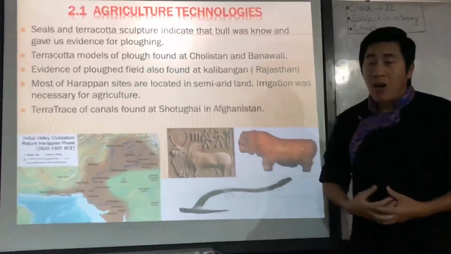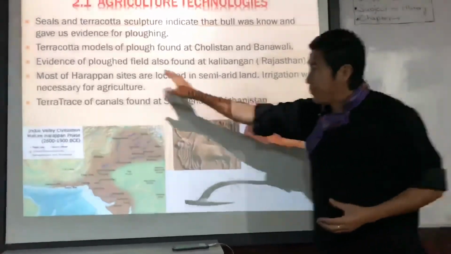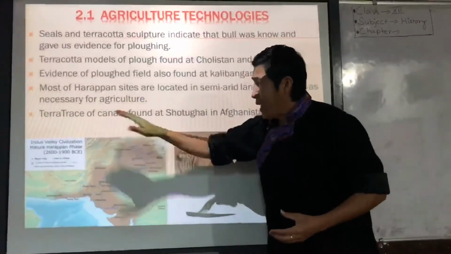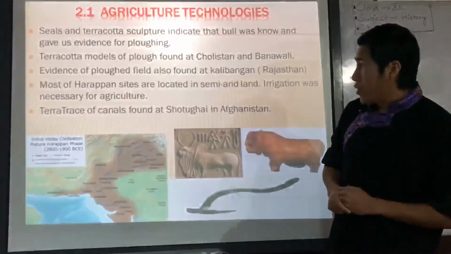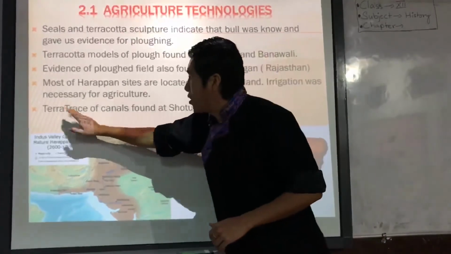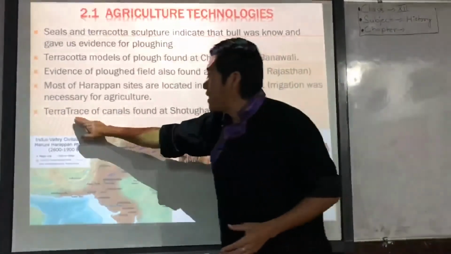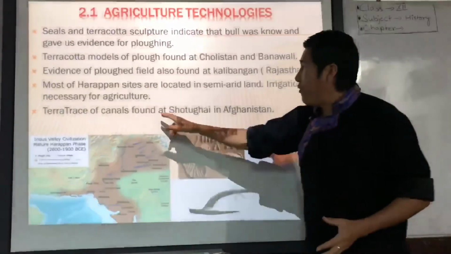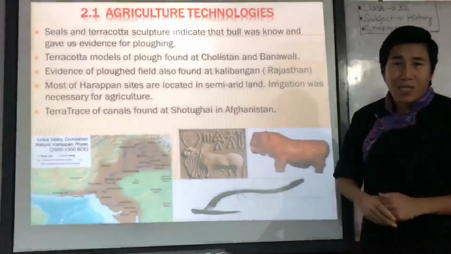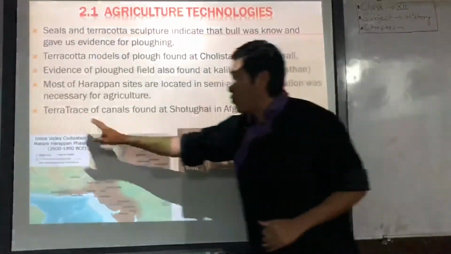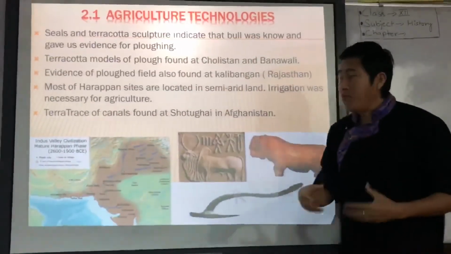From there, we found a trace of a canal. Sorry, it's trace, not terracotta. It is wrong. Trace of canal found at Shortughai in Afghanistan. Understood? That is wrong. Trace. Trace means a mark, right?